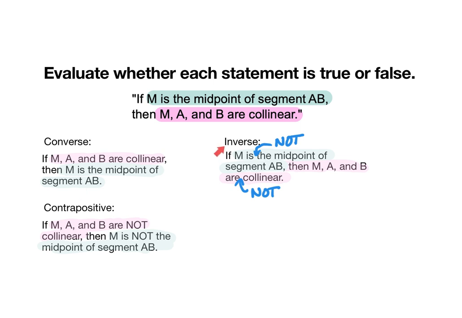For the inverse, I negate both of them. I do not flip. If M is not the midpoint of segment AB, then M, A, and B are not collinear. Negate each. For the contrapositive, I negate the converse. So if M, A, and B are not collinear, then M is not the midpoint of segment AB.